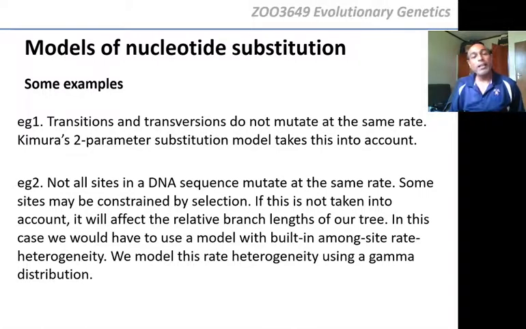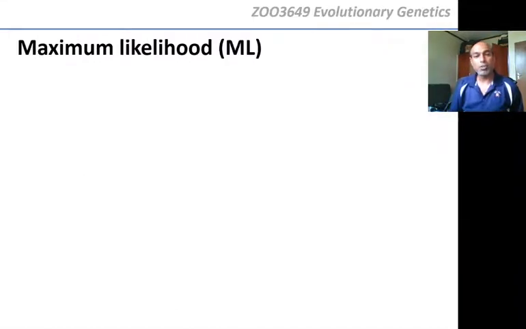So we need to actually consider that there are different rates, okay? And so if you use a model that assumes the same rate, well, you will get the wrong tree. You will get branch lengths which are not correct. So you need to make sure that the model that you are using takes into account the fact that different branches have different rates of evolution, okay? That is called rate heterogeneity, and we usually model that using a gamma distribution.